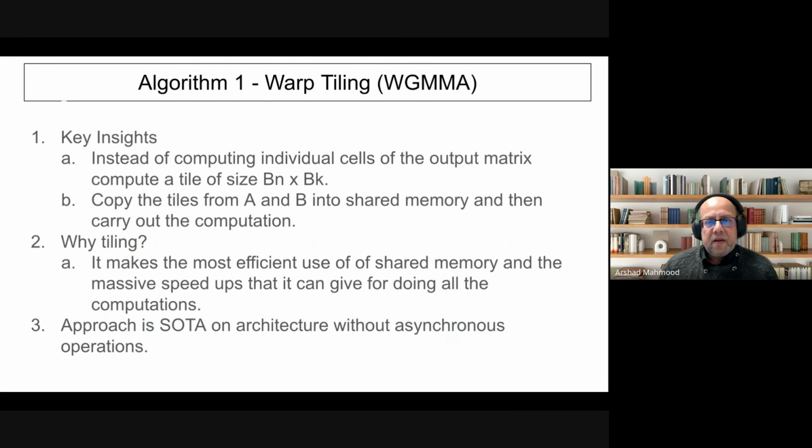So the key insights in this first one are, instead of computing individual cells of the output matrix, we compute a whole tile. And we copy the tiles into shared memory and then do the computation. And why do we do the tiling? Most modern kernels make use of tiling in some way, because essentially it's a way of making the most effective use of shared memory. Because it's not infinite, we can't do the whole of something. But if we break the problem down into tiles, and make the tile sizes sufficiently fit in shared memory, then that's going to be a really excellent way of doing this.